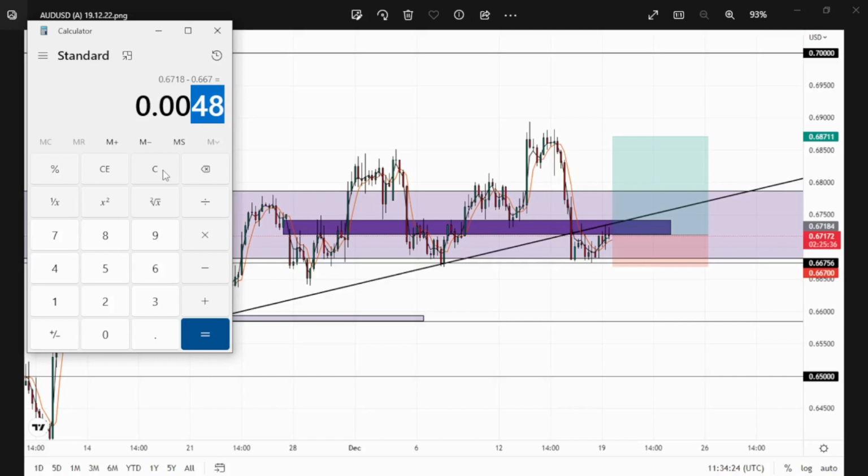My entry price is 0.6718 minus 0.6871, 153 pips. So I'm risking 48 pips to gain 153 pips. Very good risk to reward ratio.